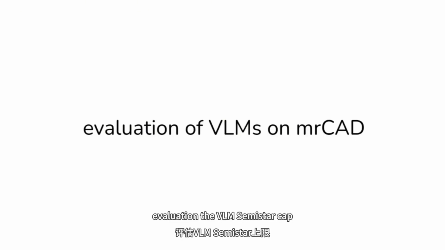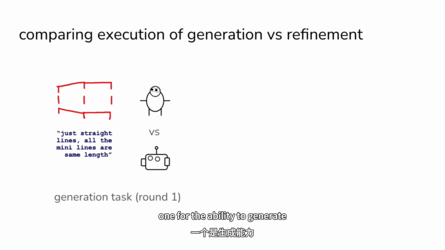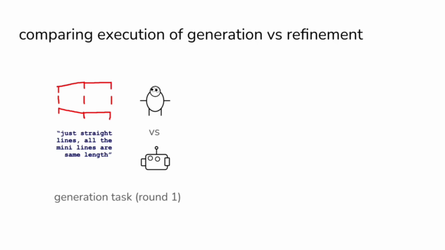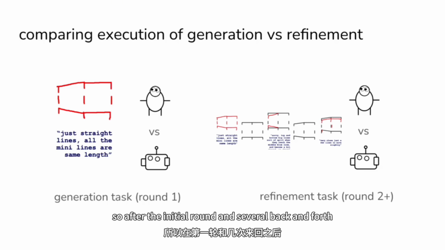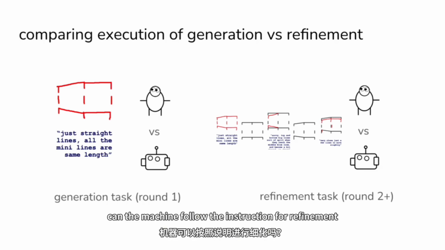Evaluation of VLMs on MRCAD. We're interested in 2 kinds of evaluation. One for the ability to generate. So here on the left is a generation task, and we evaluate human performance versus machine. On the right is a refinement task. So after the initial round and several back and forth, we ask, can the human follow the instruction for refinement versus how well can the machine follow the instruction for refinement?